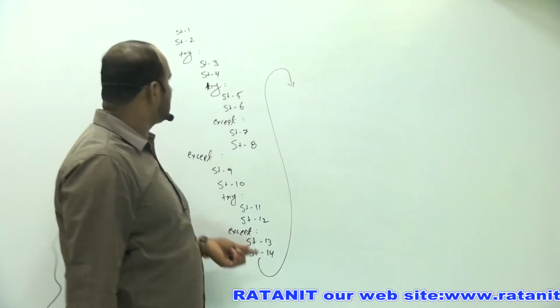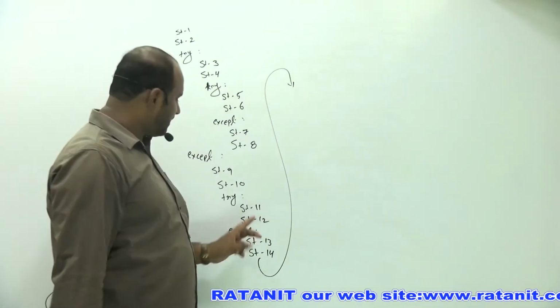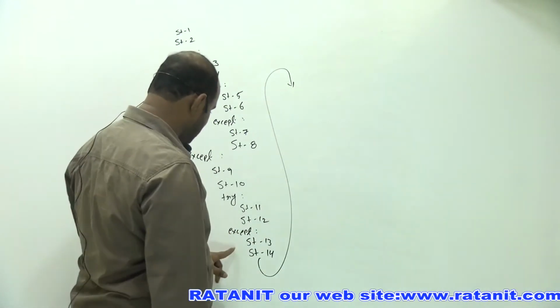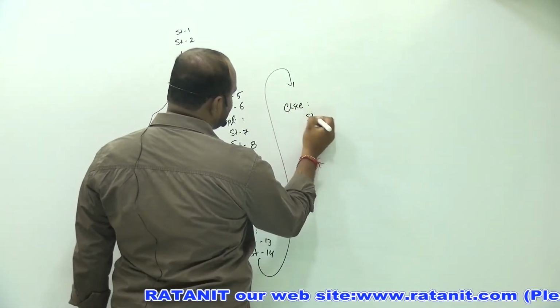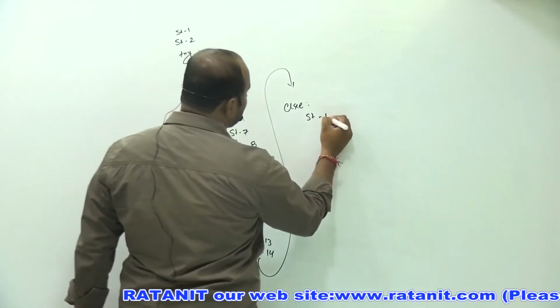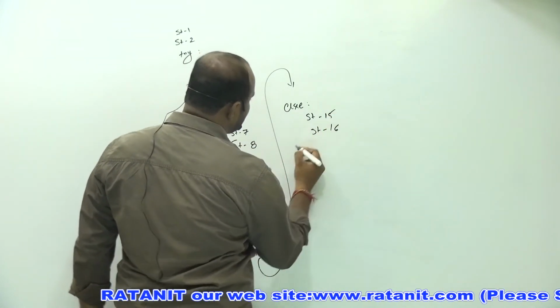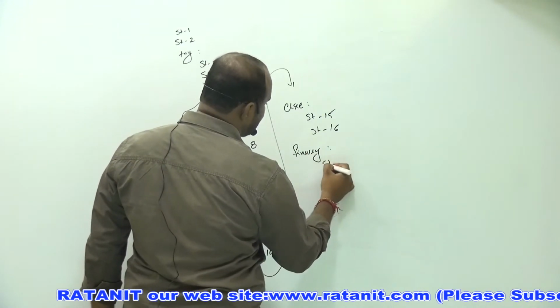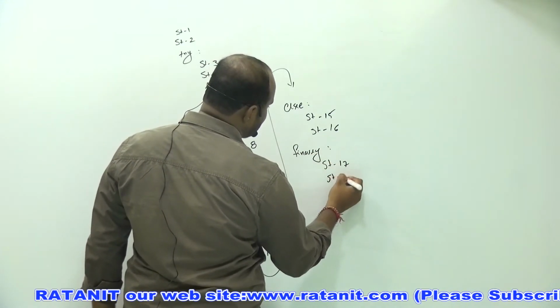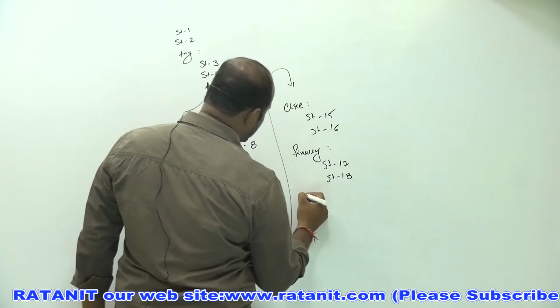Okay? Good. Don't write anything, just take the statements. After the except block, I can take the else block. Else of statement 15, statement 16. Then I take the finally block. In the finally block, you can write statement 17, statement 18. The last one, the rest of the application.